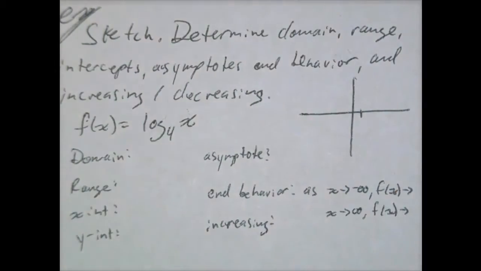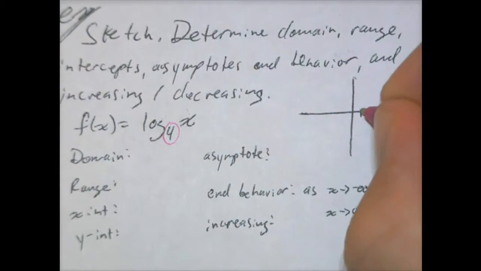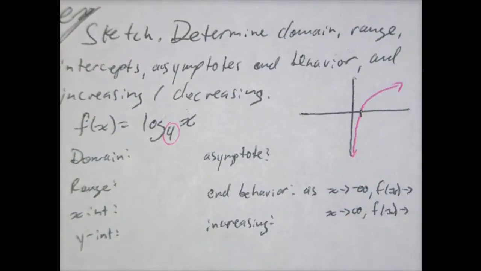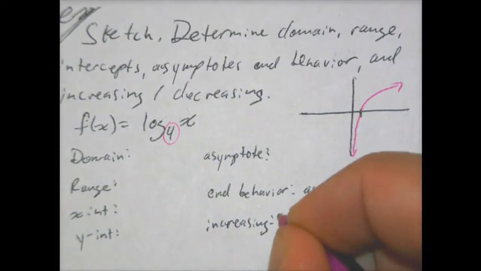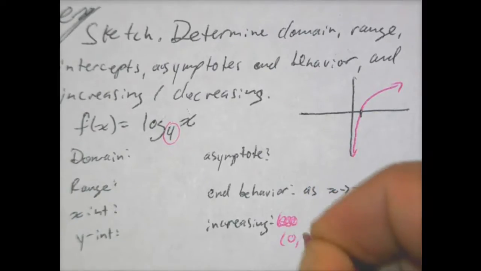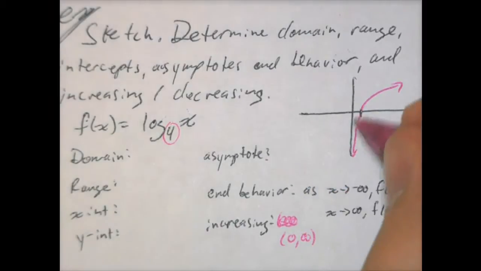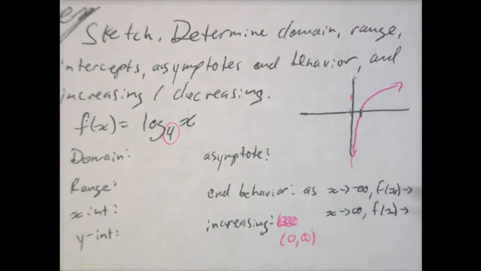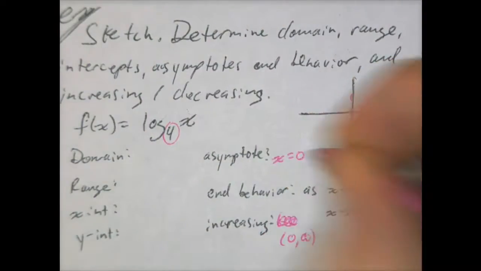Okay, there we go. So in this one, I noticed that my base is 4. 4 is greater than 1, so I know I will have a log function that looks something like this, where it is increasing the entire time. So I can go ahead and say that increasing is going from 0 to infinity, because it is going to keep getting closer to this, but remember this is our vertical asymptote, so I have an asymptote at x equals 0.